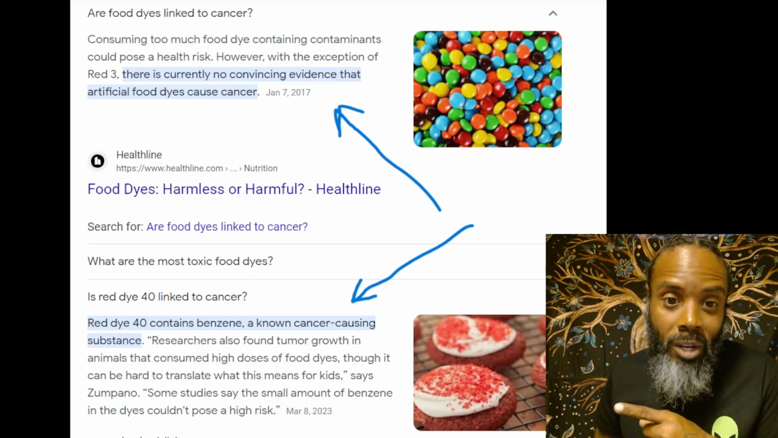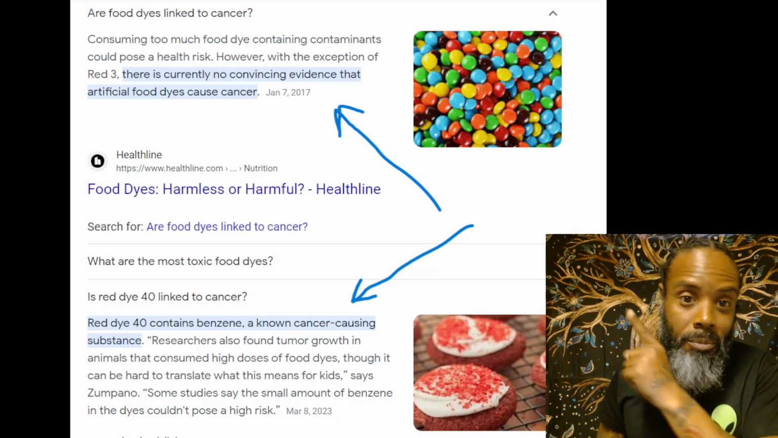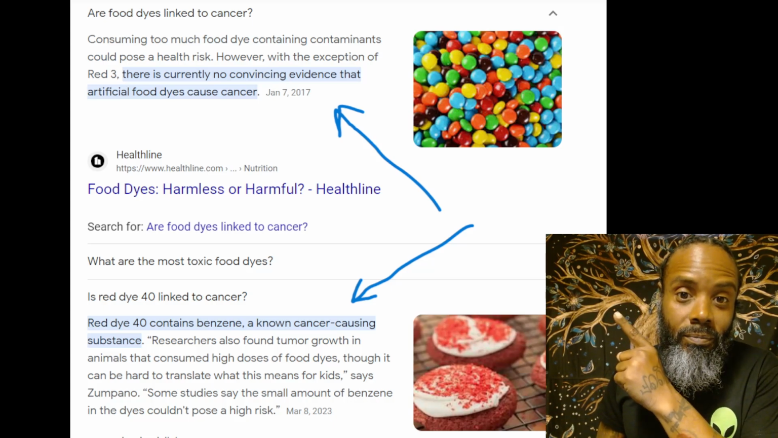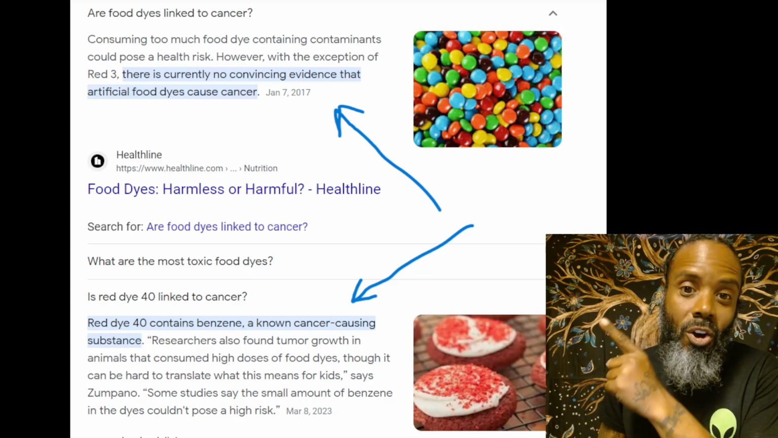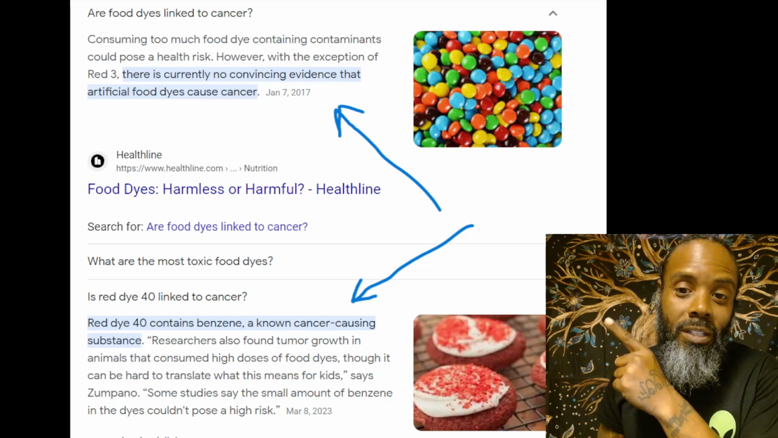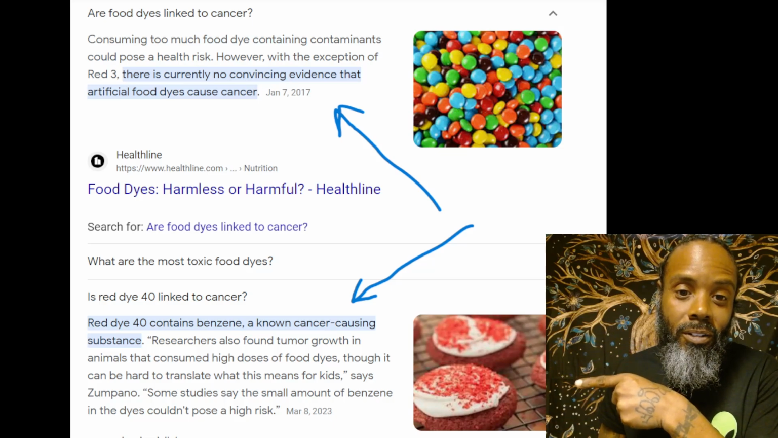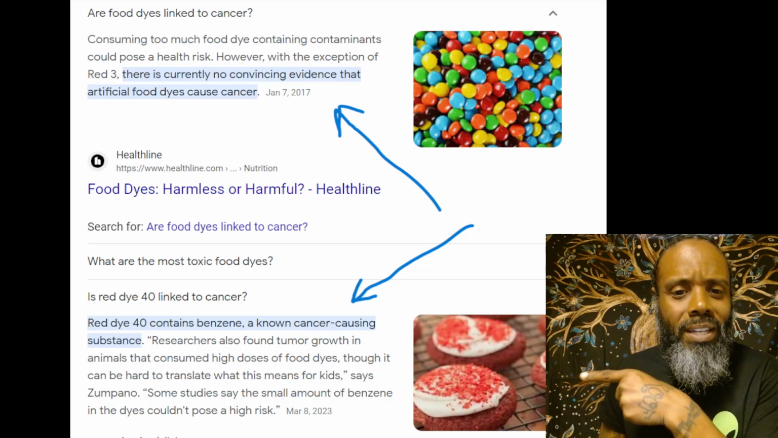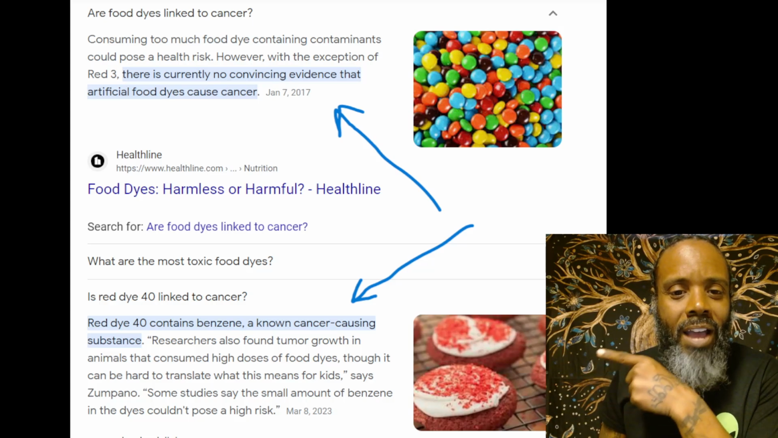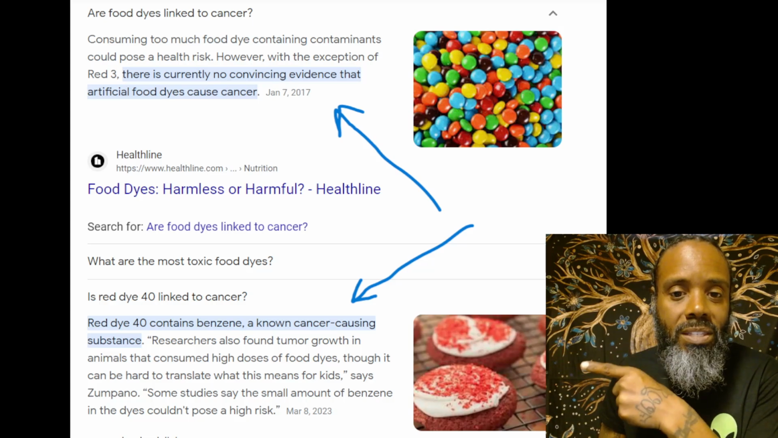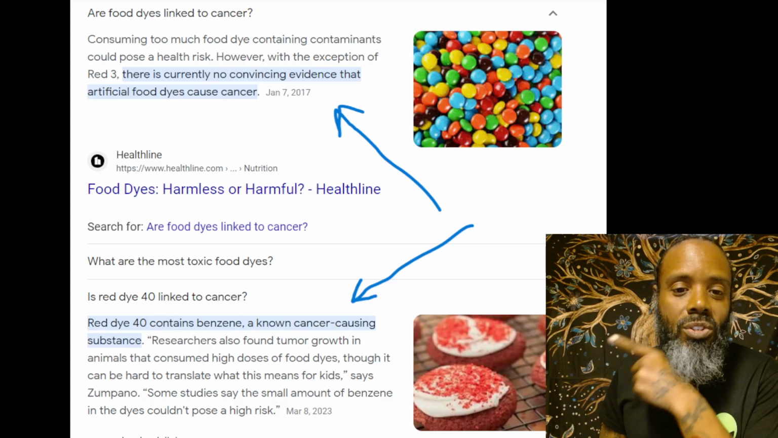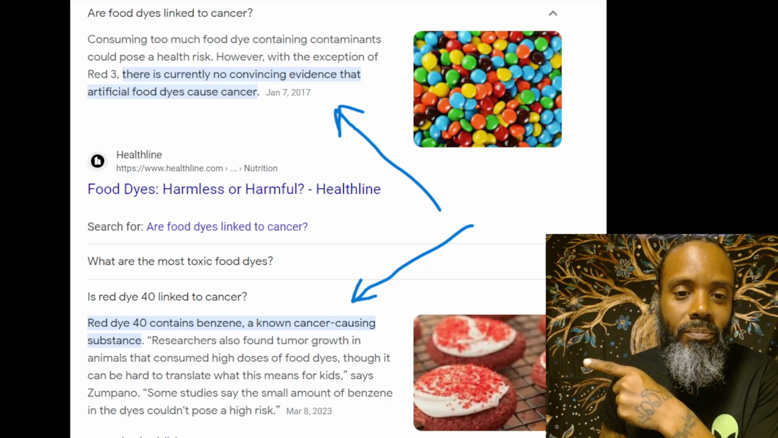Just as I was talking about, look right here. Up there, red 3. With the exception of red 3, there's currently no convincing evidence that artificial food dyes cause cancer. But then if you come down to right here, is red dye 40 linked to cancer? Red dye 40 contains benzene, a known cancer-causing substance.